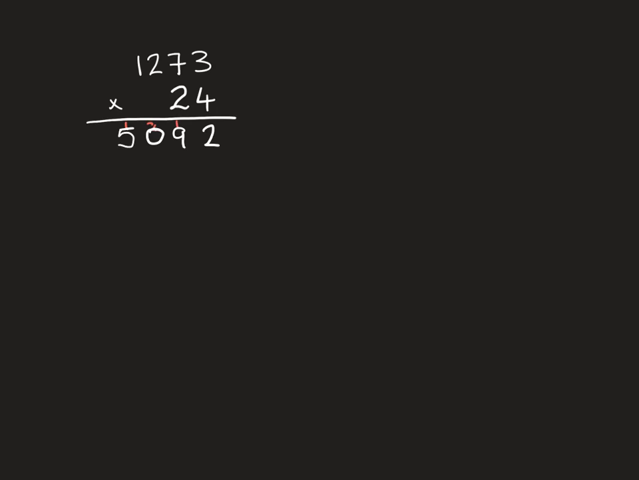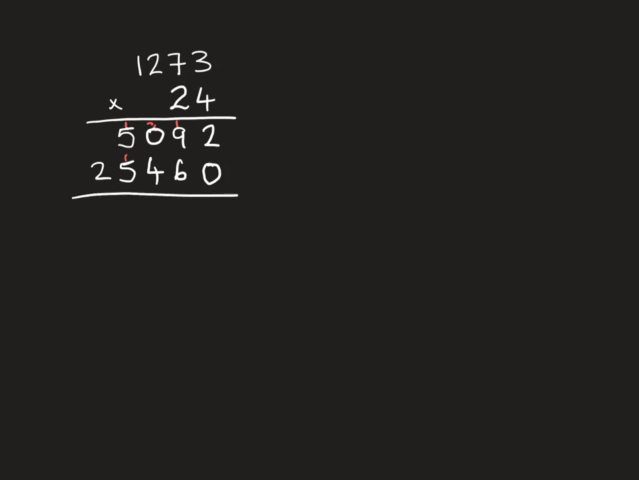Now I'm going to move on to doing the 20 times 1273. To make it easier, because it's a multiple of 10, I can add a 0 in the ones column. And now I can do 2 times 3 is 6. Then I can do 2 times 7 is 14. So I put the 4, carry my 1 over. And then do 2 times 2 is 4, add the 1 is 5. And then 2 times 1 is 2.